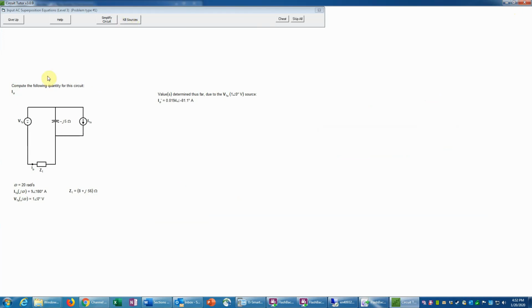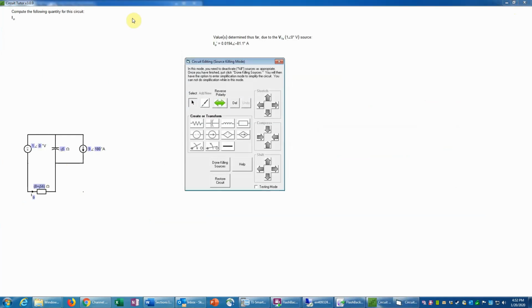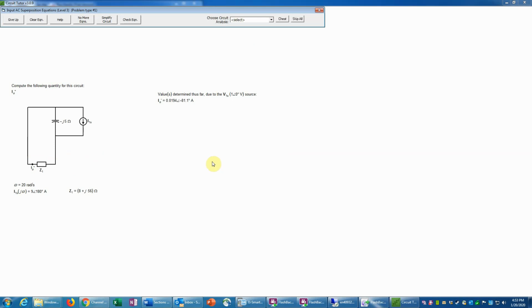And so now we've already simplified, so we now just need to kill sources again. And since we already have the value for the V1S source, we don't want to consider that one now. So that will be the one that we kill. Otherwise, we'd be considering it twice, which would certainly not work. So we're going to change that to a zero valued voltage source, which means changing it to a short circuit. So I'll just click on that, or we could have right-clicked and done it from the menu also. And that's all we need to do to kill sources. We certainly don't want to kill both sources at one time.